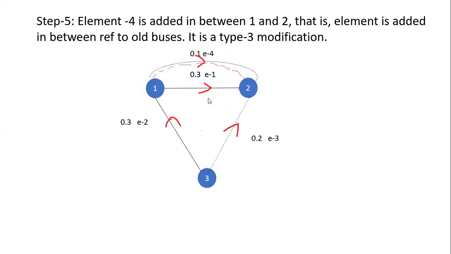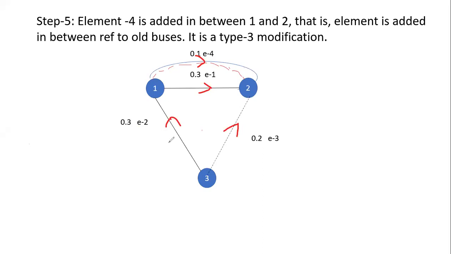In this diagram, how many types are we using? Basically we have 4 types of modifications: type 1 modification, type 2 modification, type 3 modification, type 4 modification. Therefore, in this figure, how many modifications are used?